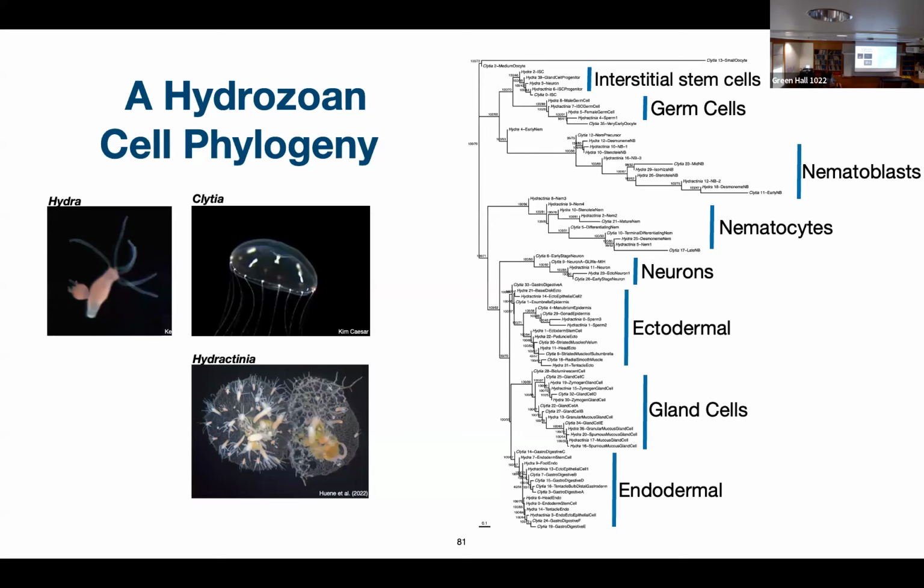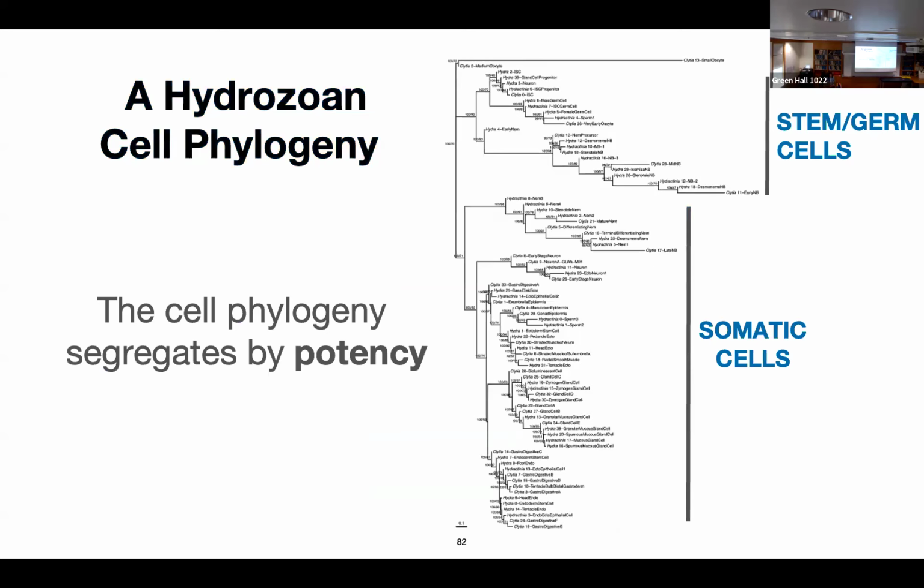As you can see, well-supported clades of stem cells, germ cells, and other cell types came out, but there was something very surprising about this tree. Stem cells differentiate into somatic cell types. So if the stem cells and the somatic progeny are so closely related developmentally, they should be closely related evolutionarily too, right? But that's not what we see. Instead, this tree segregated by potency.